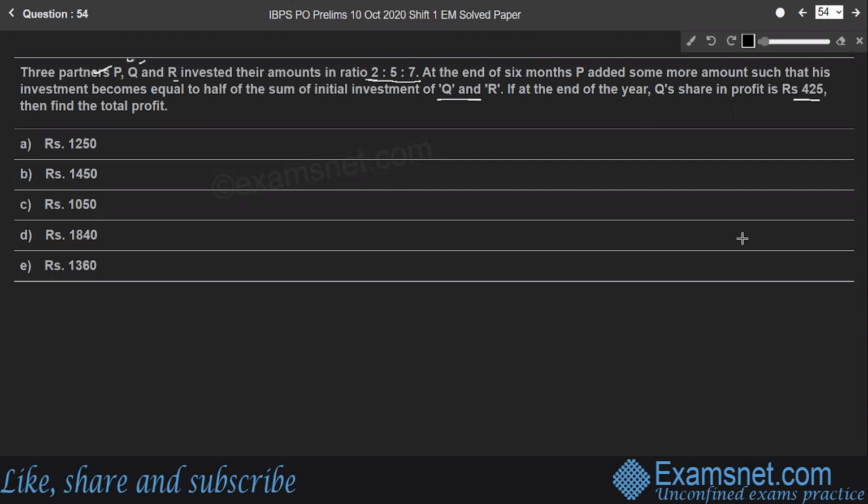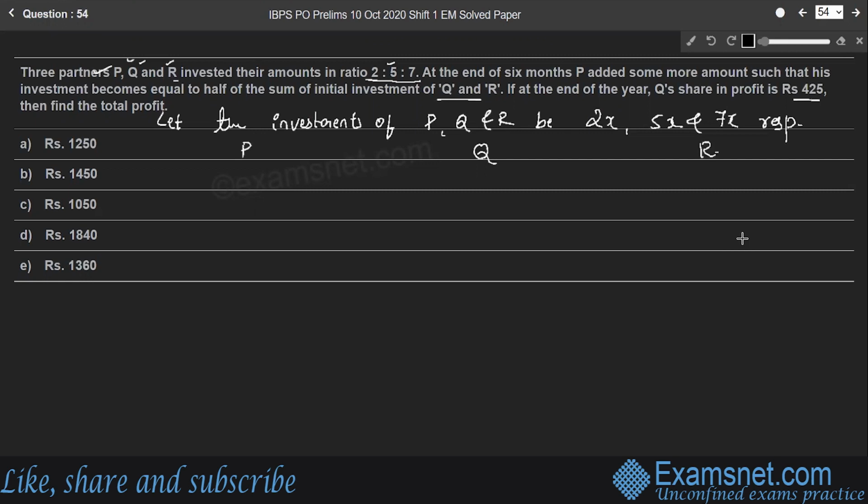Initially, P, Q and R invested their amounts in the ratio 2 is to 5 is to 7. Therefore, let us assume the initial investments of P, Q and R be 2x, 5x and 7x respectively. Right? So we'll make 3 parts. One is of P's, another is of Q's and R's.